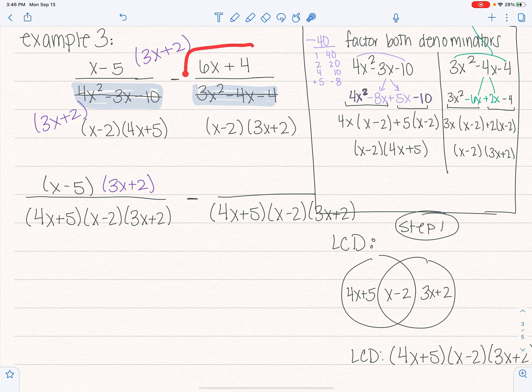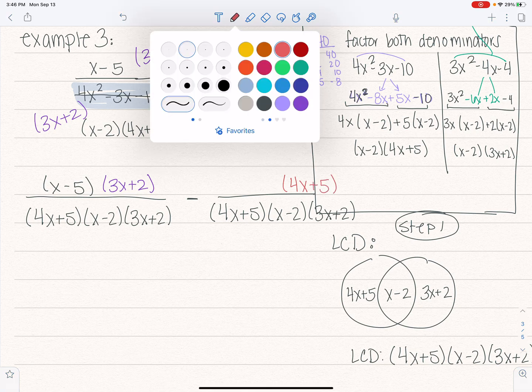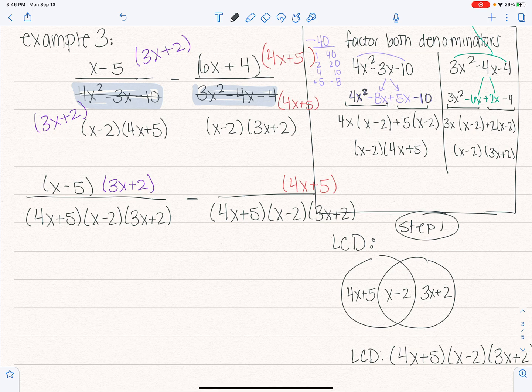So here was my original fraction, 6x plus 4 over x minus 2, 3x plus 2. Here's the denominator I need. So the one that I am missing is this 4x plus 5. So I need to multiply top and bottom by 4x plus 5. All right, so I've made my denominators match.